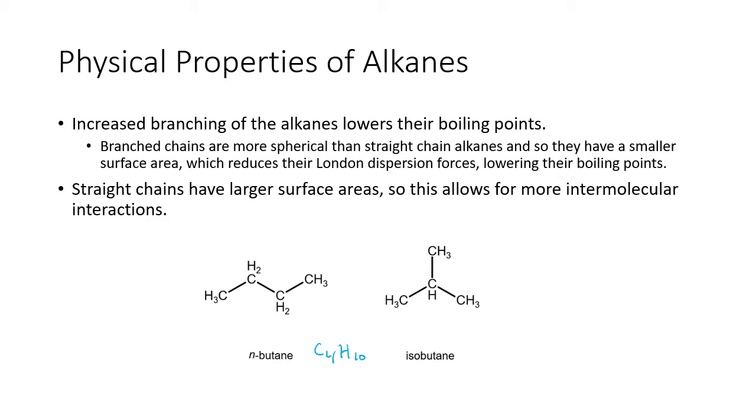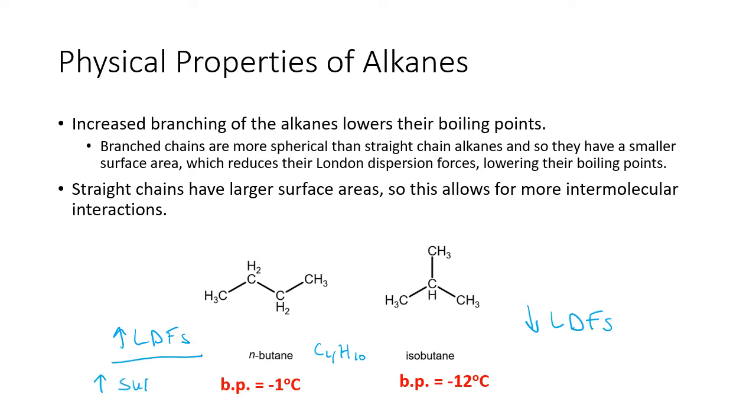So they have the exact same number of electrons and the exact same number of carbon and hydrogen atoms, but they have very different boiling points. Butane, as we just saw, has a boiling point of -1 degree Celsius, whereas isobutane has a boiling point of -12 degrees Celsius. So our butane has greater London dispersion forces than our isobutane, which has lesser London dispersion forces. The straight chain has higher dispersion forces because it has a greater surface area. And this leads to the higher boiling point that's seen.